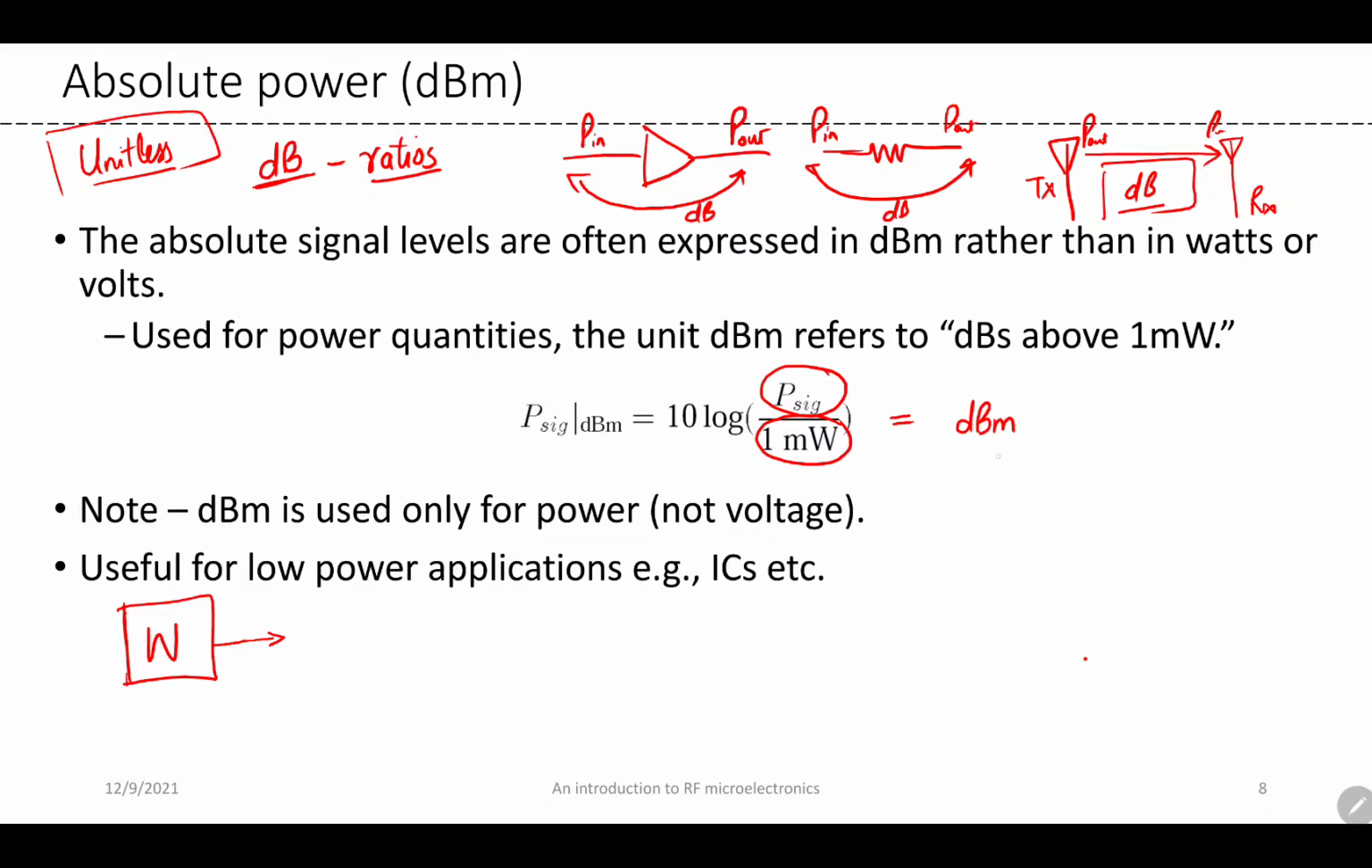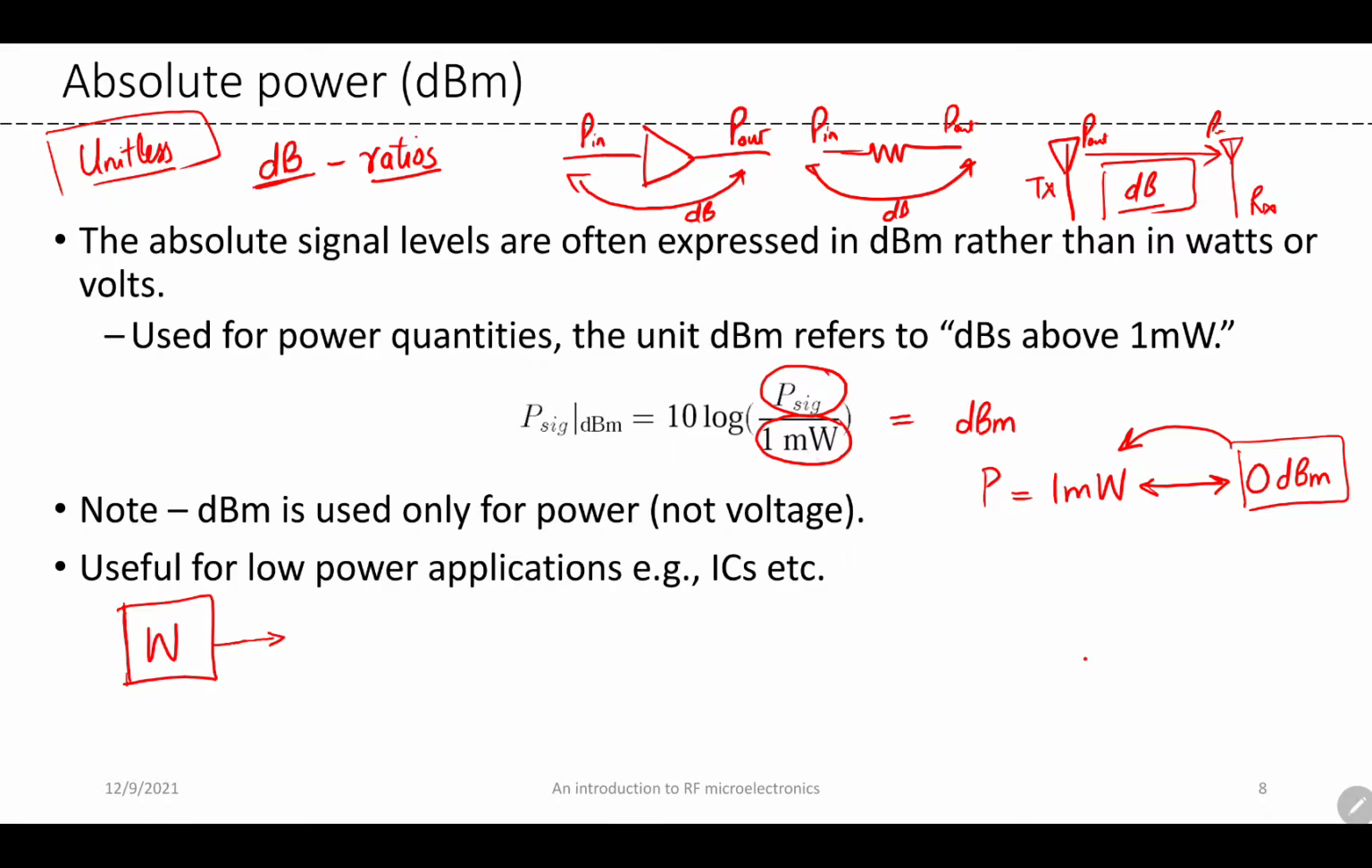So for example, if we have a power level of 1 milliwatt, that corresponds to a power level of 0 dBm. So what 0 dBm means is 1 milliwatt of power.